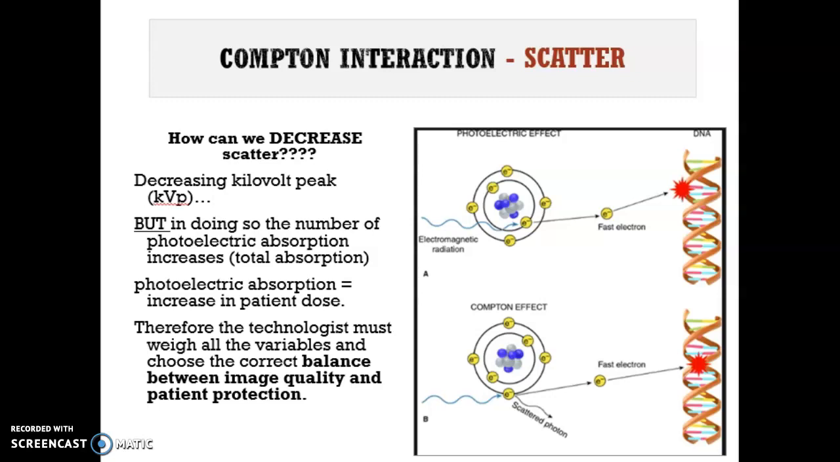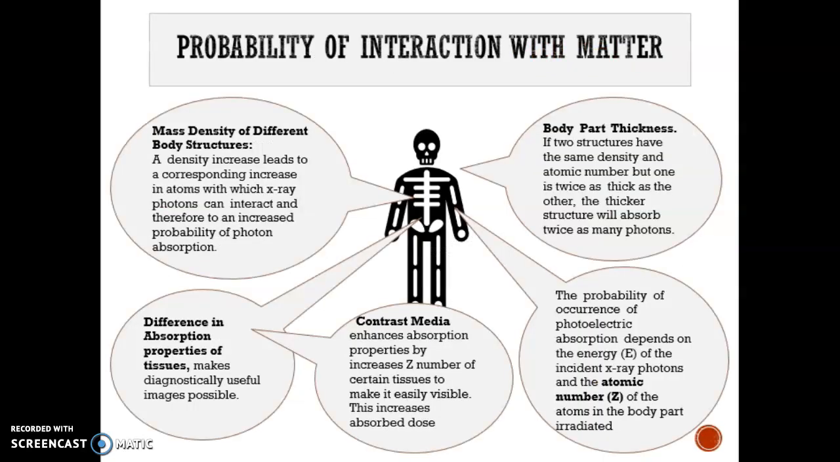So how can we decrease scatter radiation? Well, we can do that by decreasing the kilovolts. But in doing so, by reducing the kilovolts, we also increase the number of photoelectric absorptions. And we know that photoelectric absorption increases the patient dose as well. So we have to be sure to select factors, weigh our variables, and choose the correct balance between image quality and patient protection.